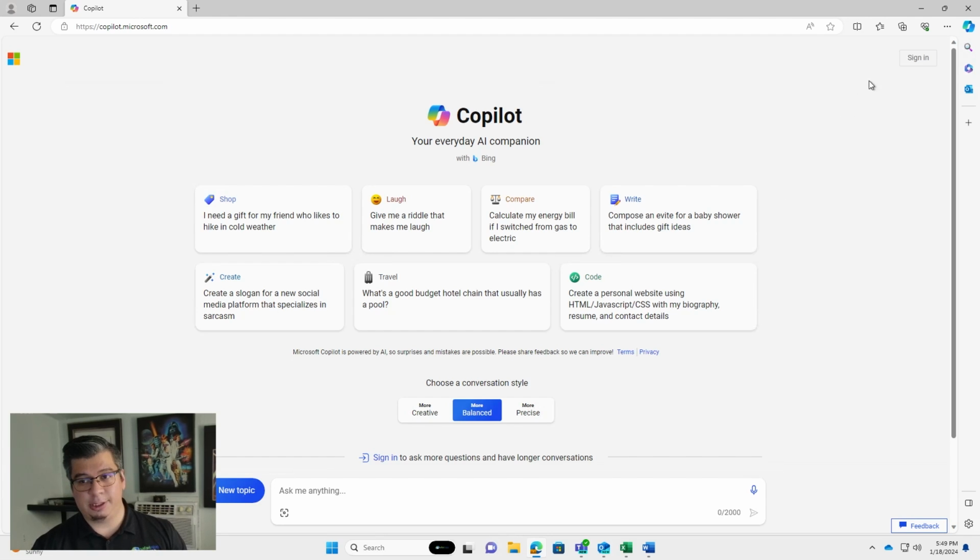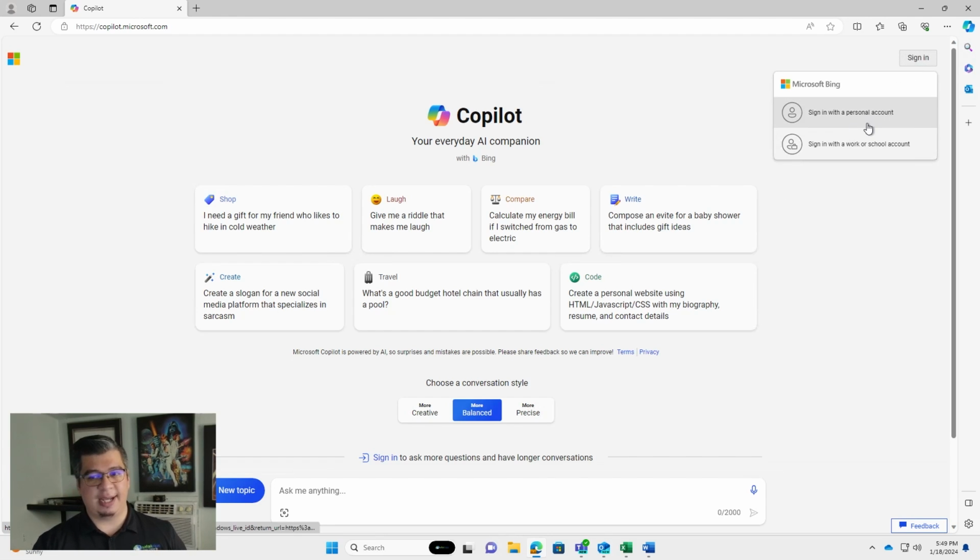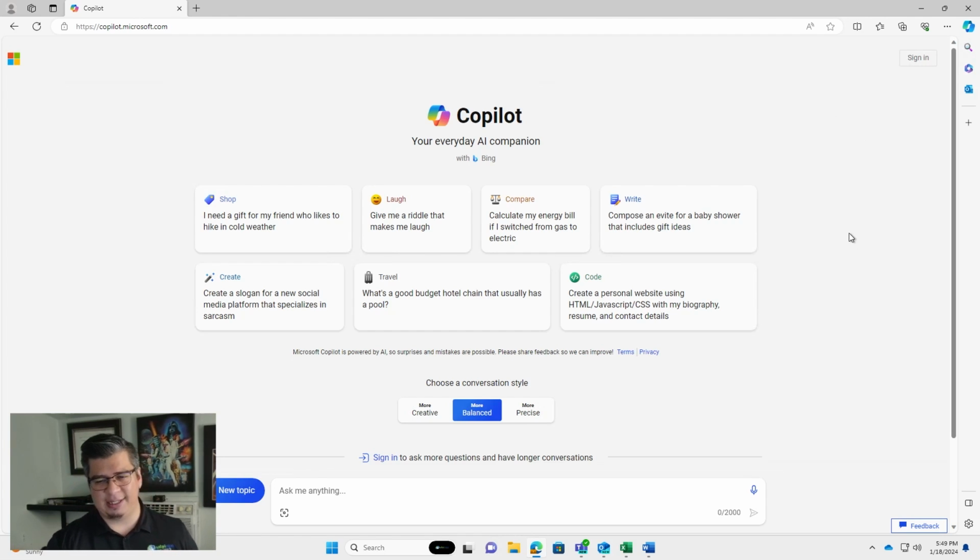That can be a personal account. If I hit that up here, I'm going to see sign in with a personal account. But then you're going to get even more benefits, especially on the security aspect, when you sign in with your work or school account and it's licensed with the proper Microsoft 365 licensing. And so I'm going to talk about that in just a moment. So again, I can have a conversation with it right now.